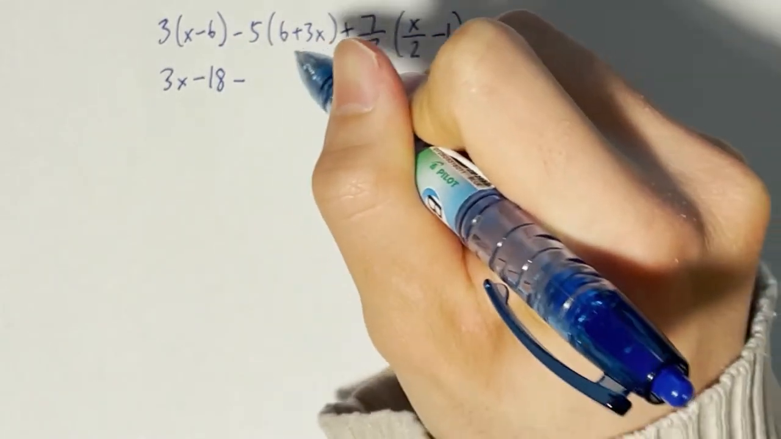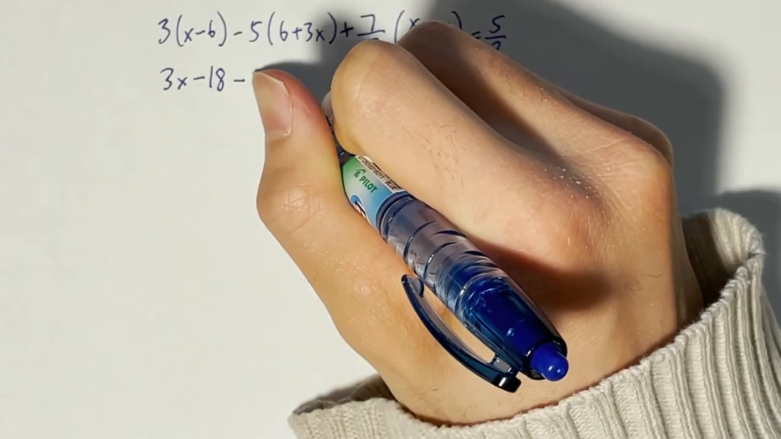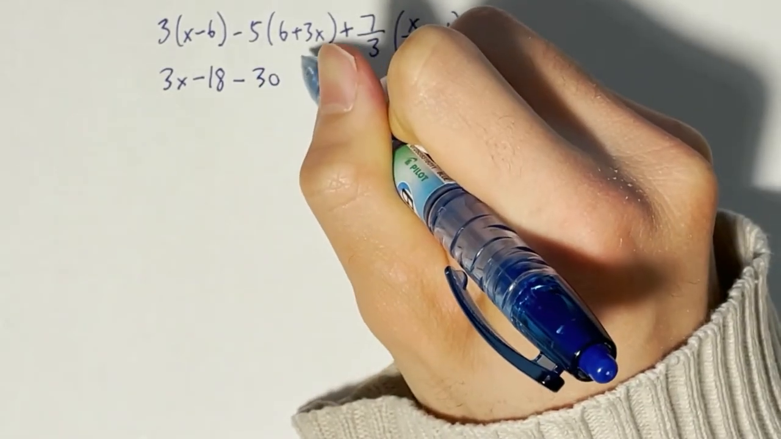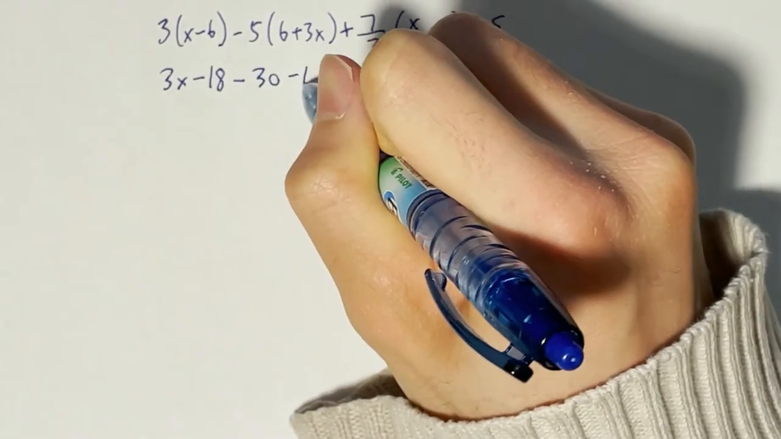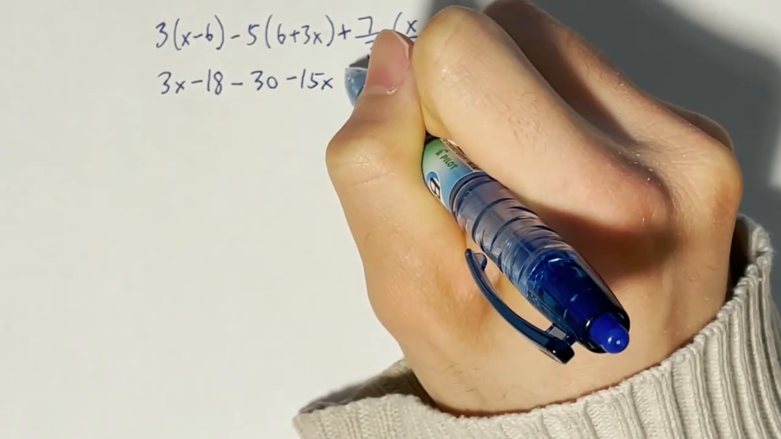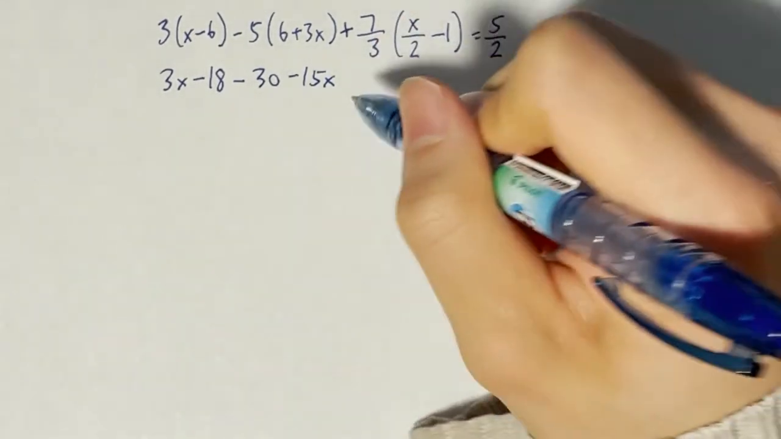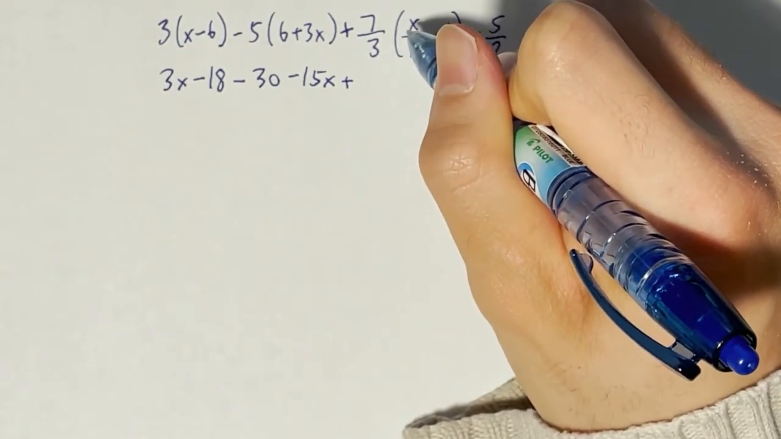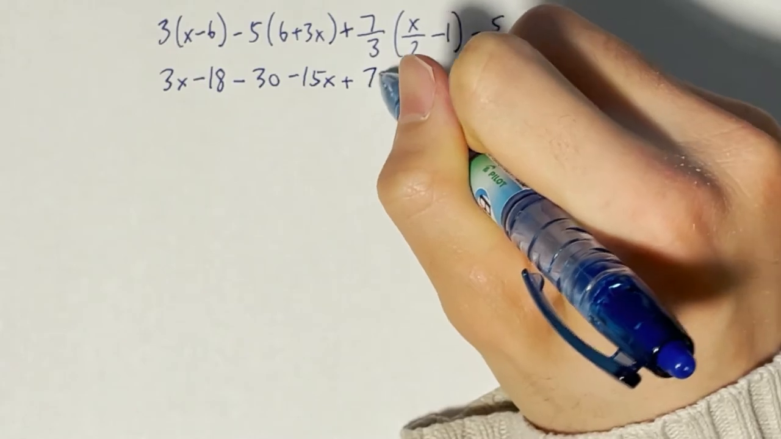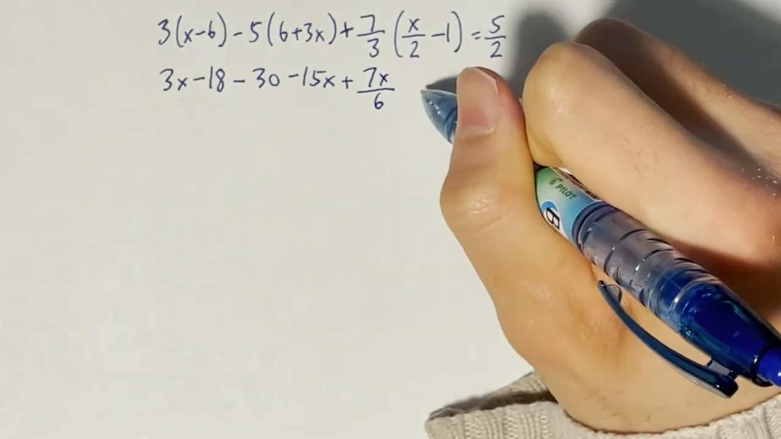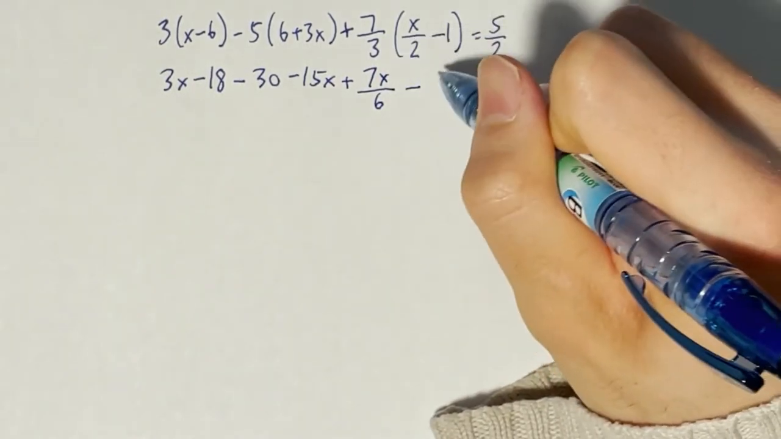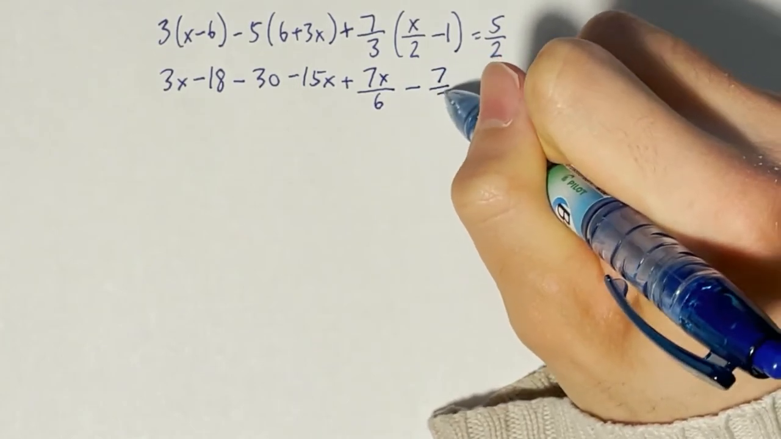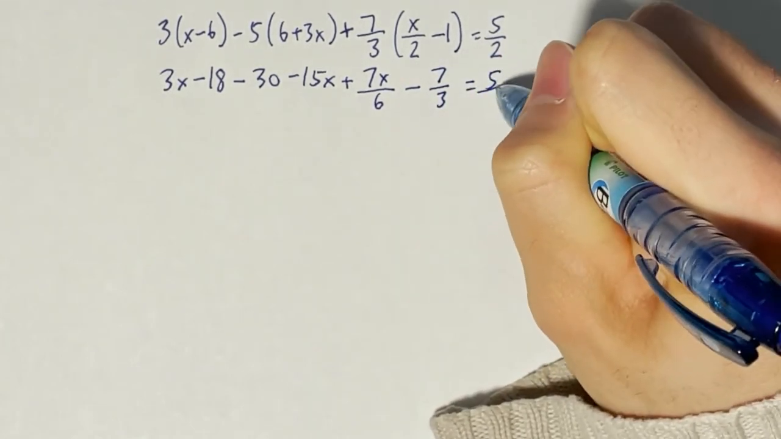Then minus 5 times 6 is 30. Then minus 5 times 3x is minus 15x. And the third part here is we have 7/3 times x over 2, so we have 7x over 6 minus 7/3 times 1 is 7/3, equals 5/2.